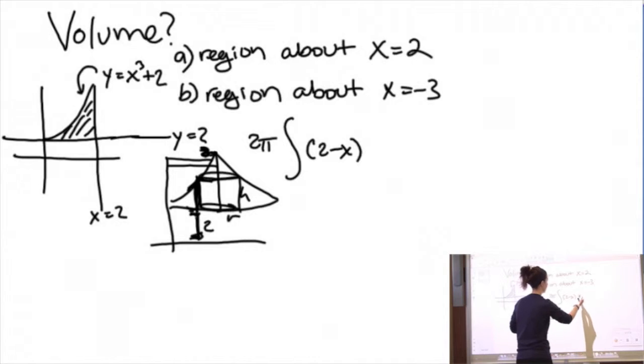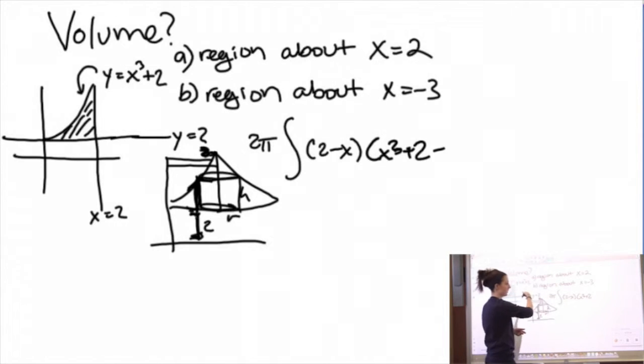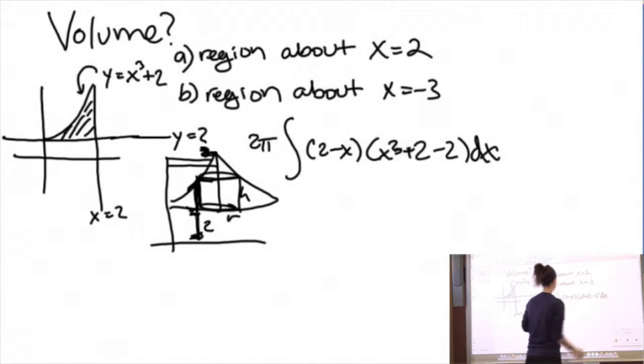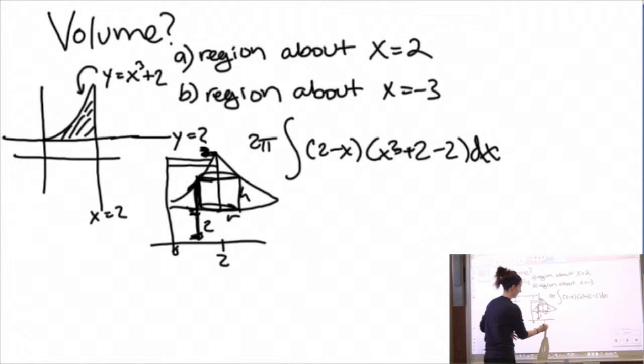So an easy way to write that is x cubed plus 2, right? That's the equation. Minus 2, the distance that we're not using, dx. So it's all in terms of x, right? And x we know is 0 to 2. Easy, right?